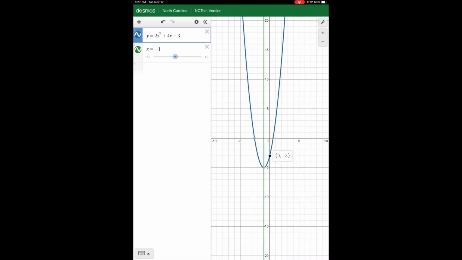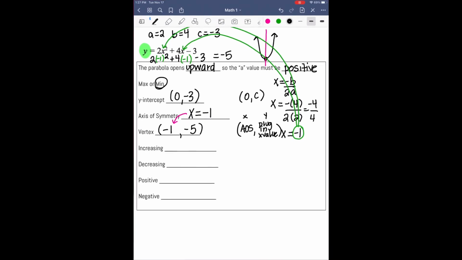Now, increasing. When I look at my problem here, I have my general sketch, and I can see that we're actually decreasing first. So we're decreasing until we get to the axis of symmetry. And if you remember, the axis of symmetry is equal to -1. So therefore, we are going to be decreasing when x is less than -1. And then we'll begin to increase as we continue. So x is going to be increasing when it is greater than -1.